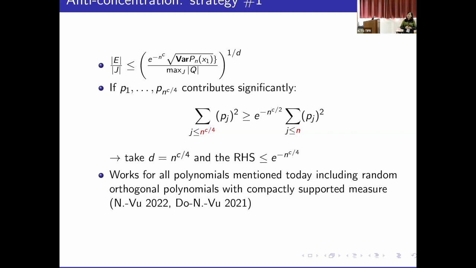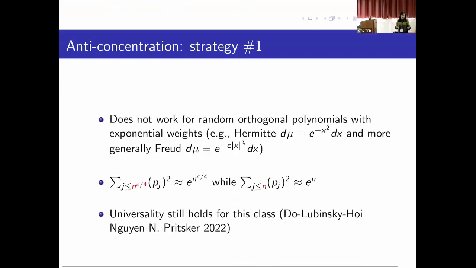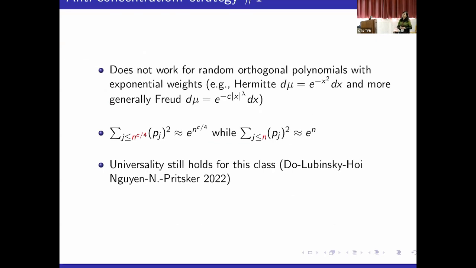And so we show that it actually works for a lot of models of random polynomials, including the Kac polynomial and random orthogonal polynomials when the measure is compactly supported on the real line. However, we were quite happy about it and thought the method would work for everything, because it worked for all the models we had seen, until we met random orthogonal polynomials with exponential weights, and it turned out it doesn't work anymore.